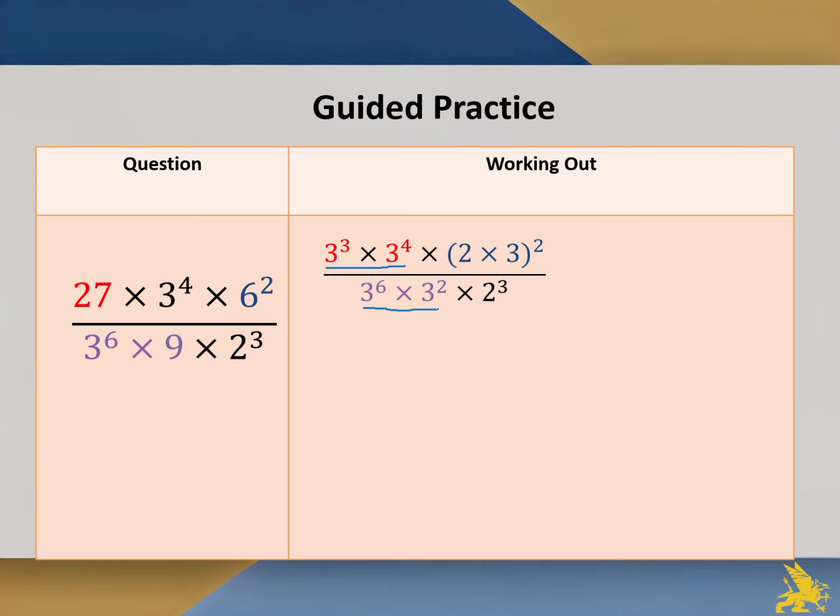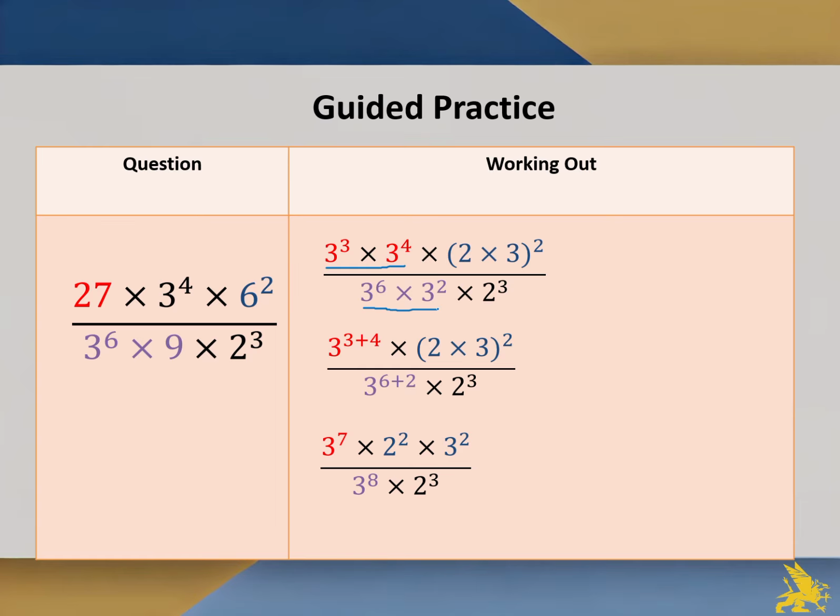So I can add my powers together, and that will give me 3 to the power of 7 and 3 to the power of 8. I then apply this to both of my numbers. So I've got 2 squared and I've got 3 squared. The next step is, again, I'm going to simplify it as much as possible. So I've got 2 base 3s on top. So I will then add my powers together. So that will give me 3 to the power of 9.